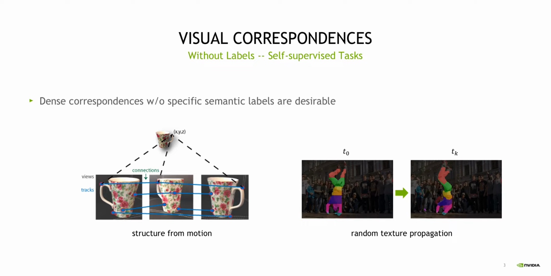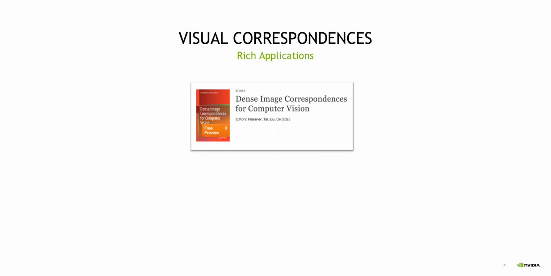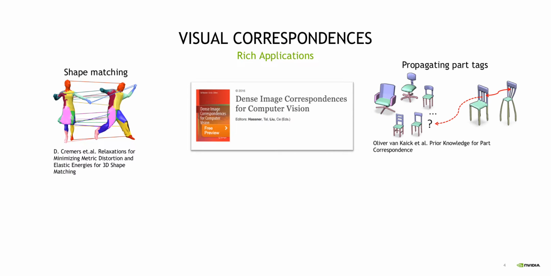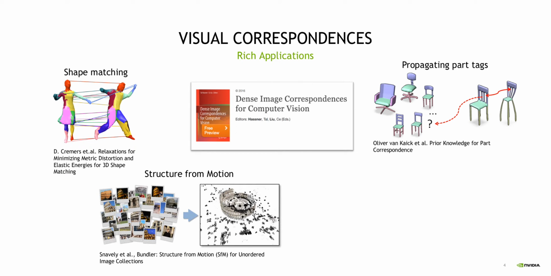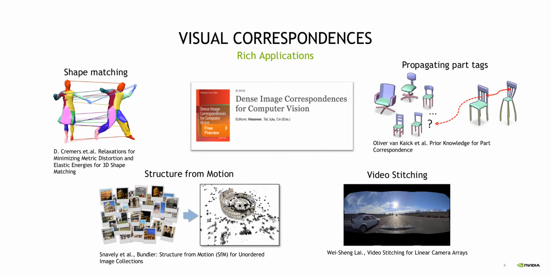So in this talk, I want to address the problem of correspondence learning without labels, or say, in a self-supervised manner. To talk about the background, learning dense image correspondence has a long history and was quite popular in the past 20 years. It is a direct or indirect core technique for many applications, such as 3D shape matching, part propagation in both the 2D and 3D domain, structure from motion, as I have already shown in the previous slides, and also video stitching, which is quite useful and popular for video editing.